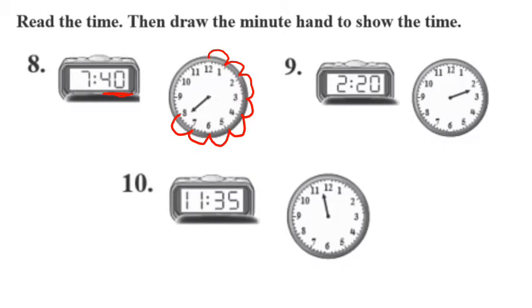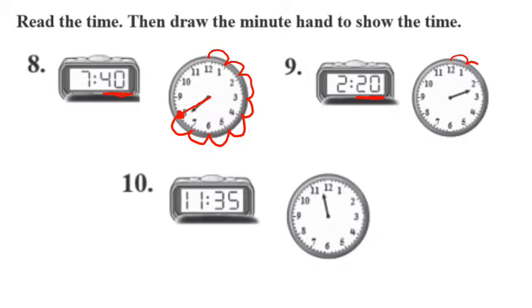I'm going to start at the dot and I'm going to draw my hand all the way to the 8. I'm going to make sure that it is longer than the hour hand so that I know that it is pointing to the right time and showing the minutes. Number 9 says 2:20. They've already put the hour hand in for me. I'm just looking for where I need to put the minute hand. The minute hand I need to put at 20.